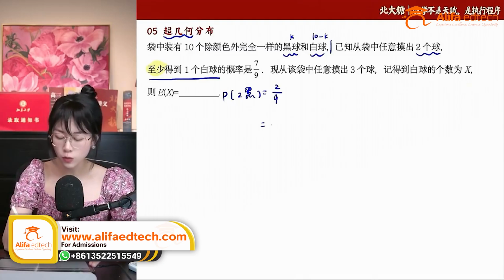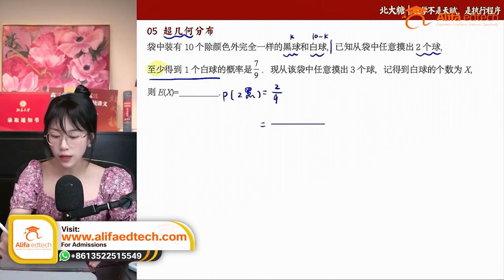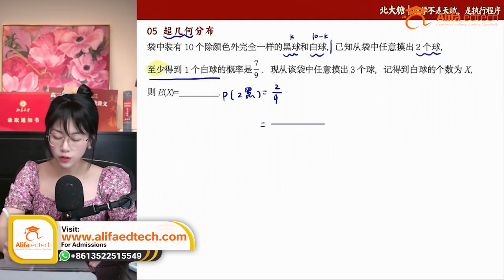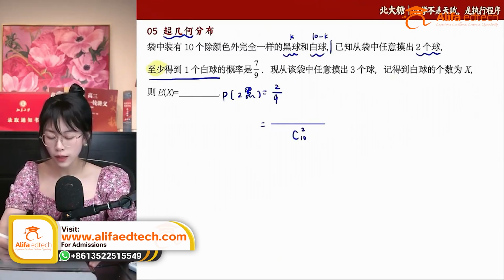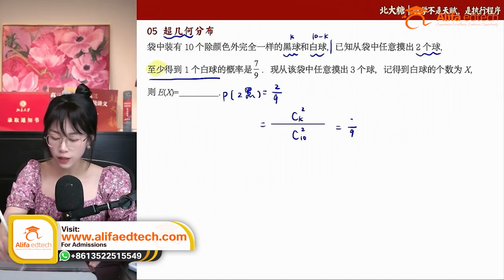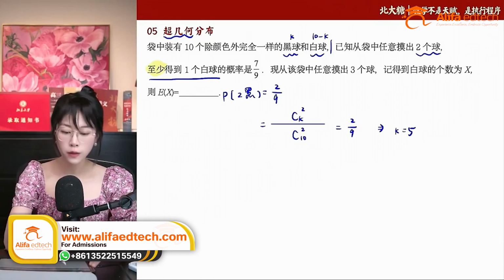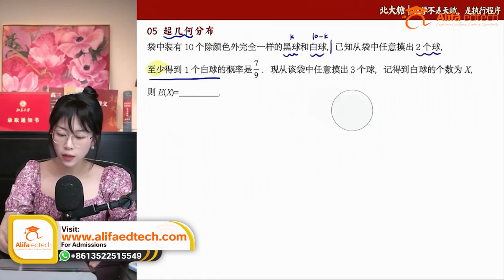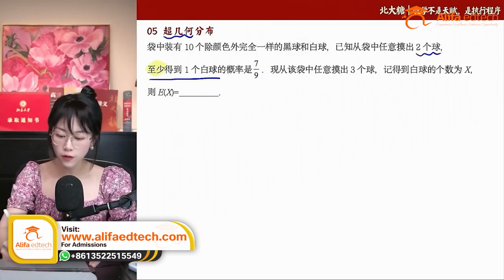Now, let's calculate the numerator and denominator. The denominator is the total number of possible outcomes, which is the number of ways to choose any 2 balls from 10. As for the black balls, that's our numerator, the number of ways to choose 2 balls from the black ones. So after calculating, it comes out to be 2/9. If we do the math ourselves, we find that k equals 5. Okay, so we don't need that condition anymore. We have 5 black balls and 5 white balls.